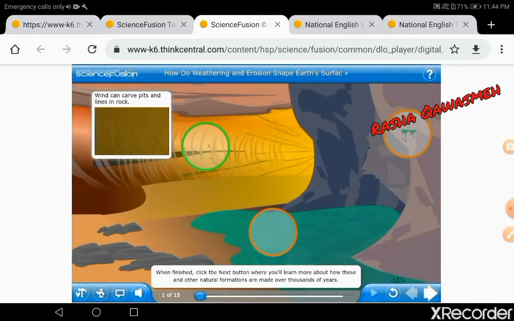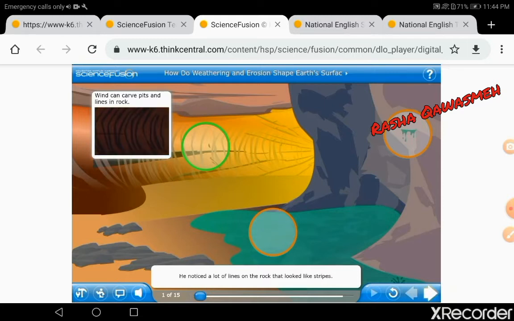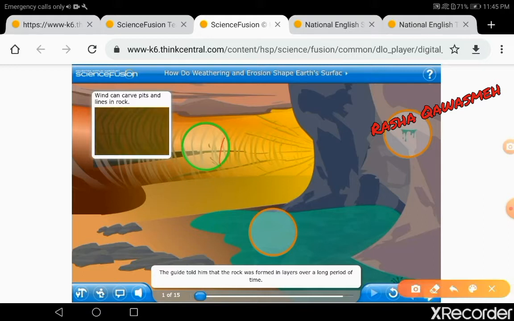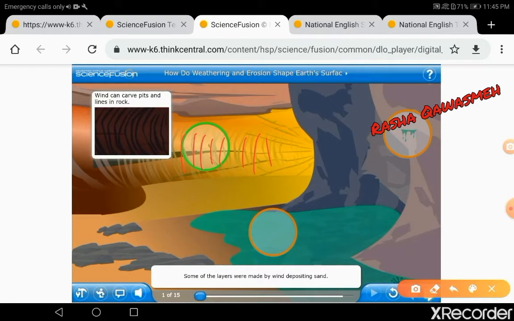Let's start with this one. Jose examined the rock in Zion Canyon. He noticed a lot of lines on the rock that looked like stripes. Jose wondered what caused these. The guide told him that the rock was formed in layers over a long period of time. Some of the layers were made by wind depositing sand. So these stripes could be made by wind. Depositing sands. Depositing means they leave, they settle down the sand.